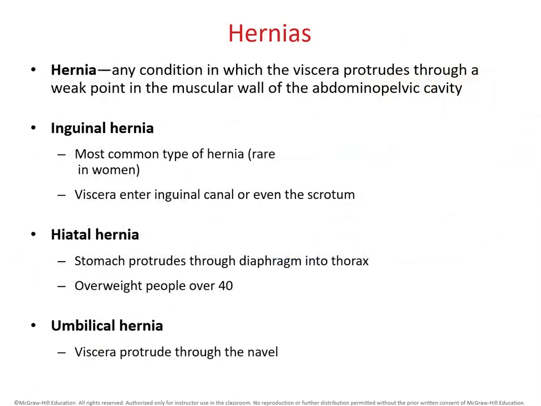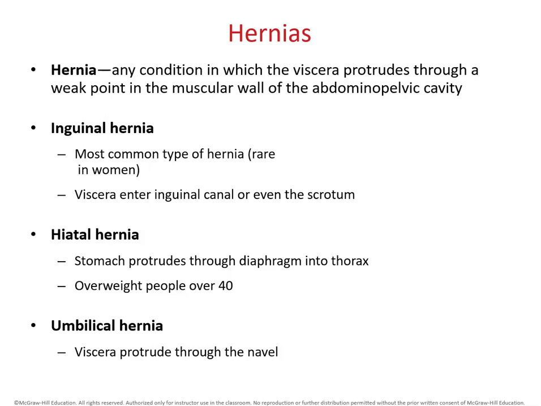Hernias are a pretty common condition, and we have 3 types. And in general, when a person has a hernia, some of the viscera, the internal organs, we might colloquially say the guts, come through a weak point in the abdominal wall. Okay, so we have an inguinal hernia. Women rarely have these, but they are the most common type of hernia, and this tells us that men are more likely to get hernias than women.